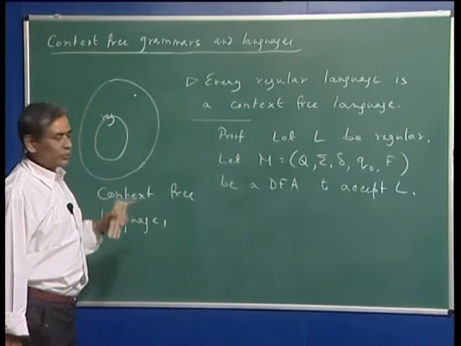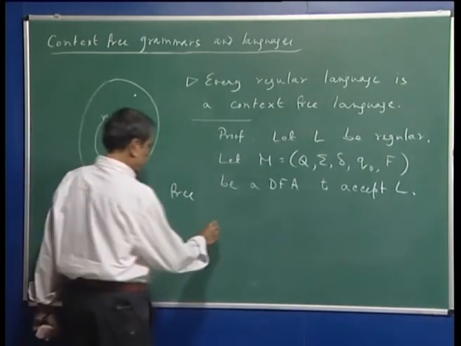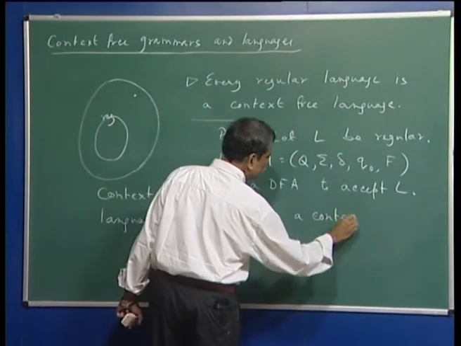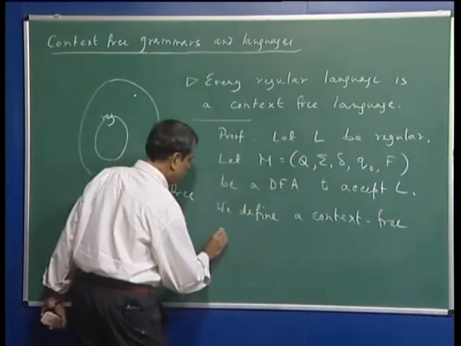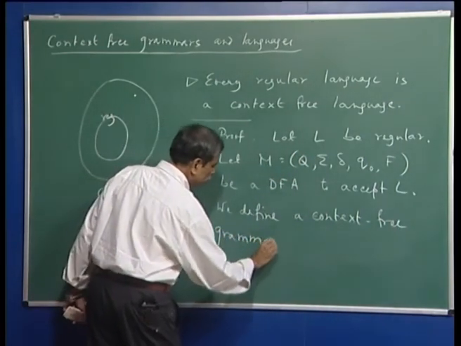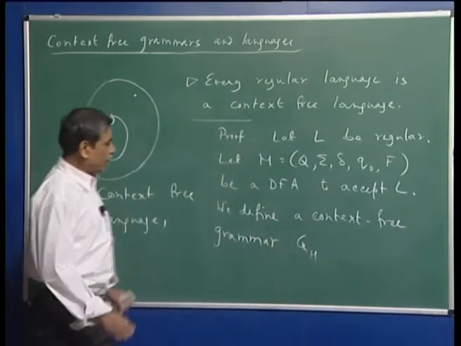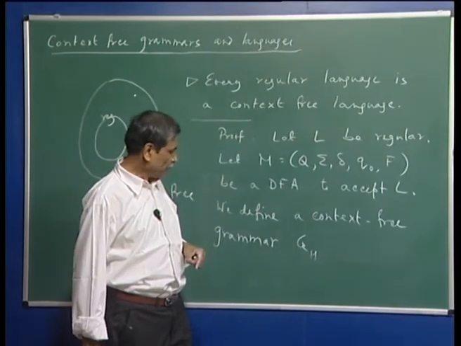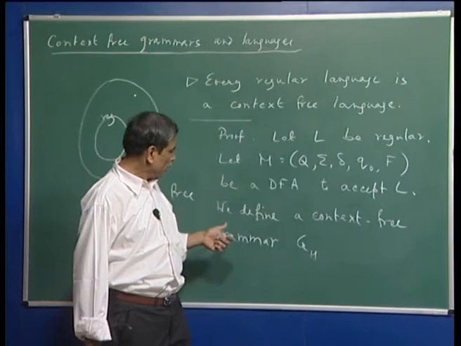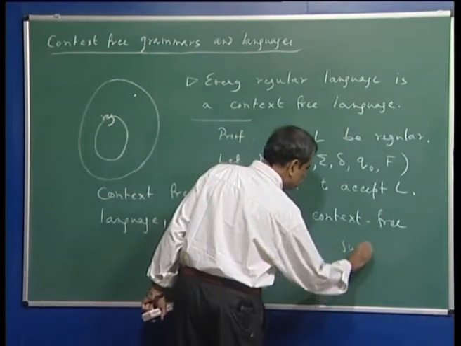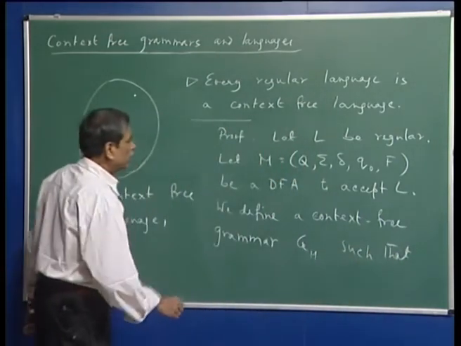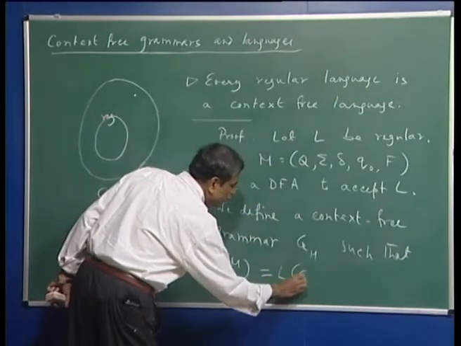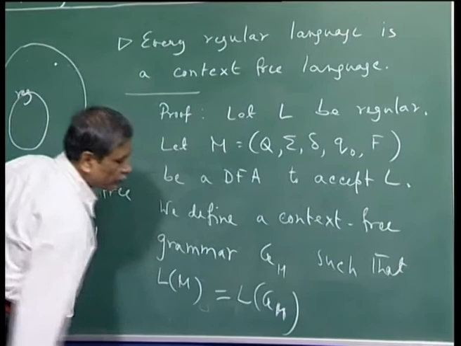Okay. And what we will show is we will give you a construction that defines a context-free grammar G, and let me use this subscript M. That means this grammar G is obtained, is defined using the machine M, from the definition of M, such that the language accepted by the machine M, which is of course L, is same as the language generated by this context-free grammar G subscript M.